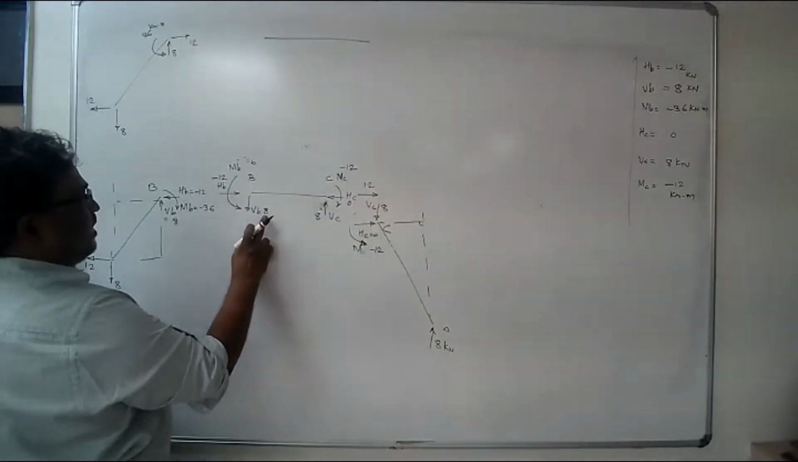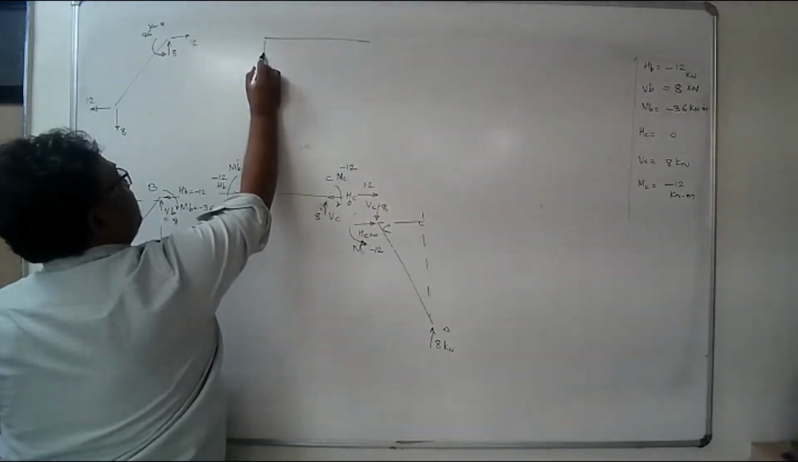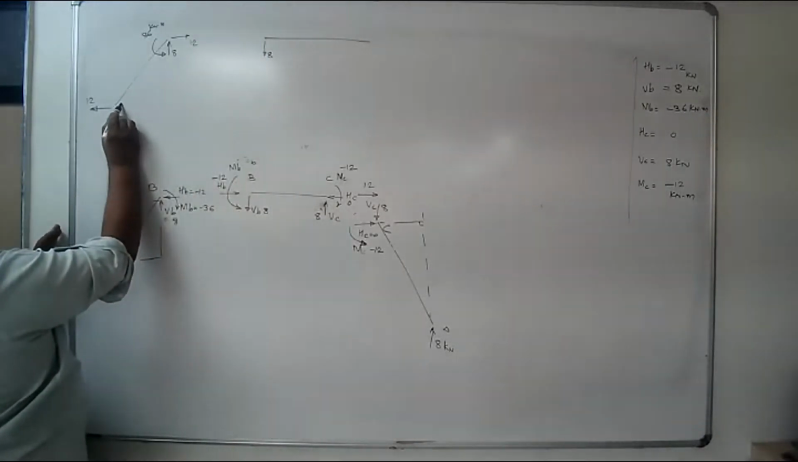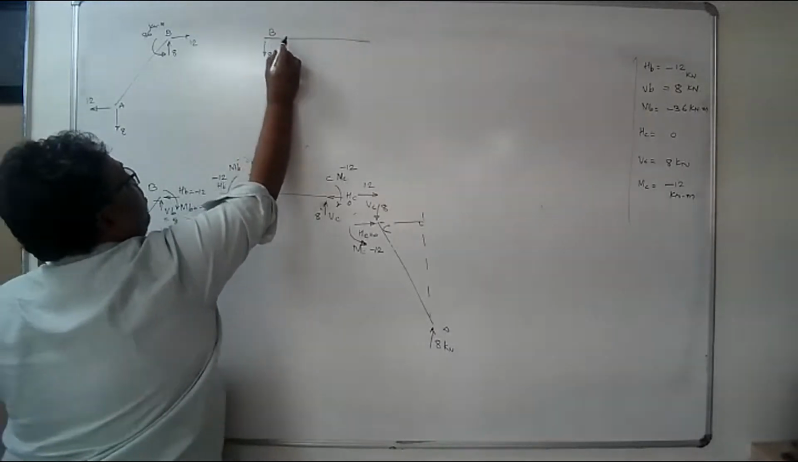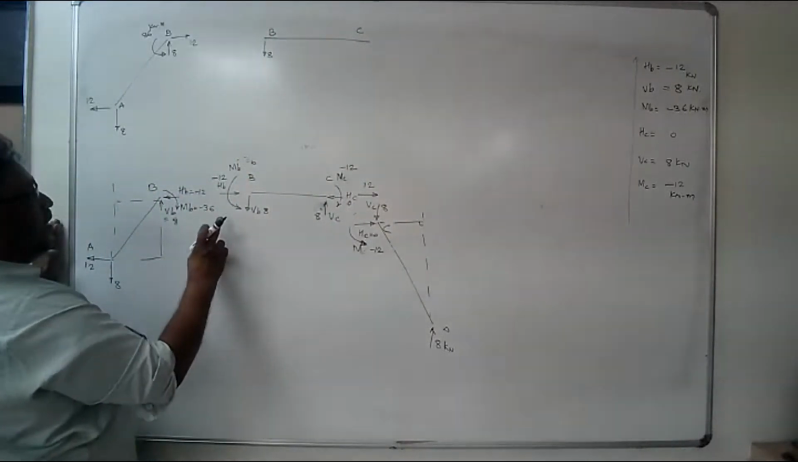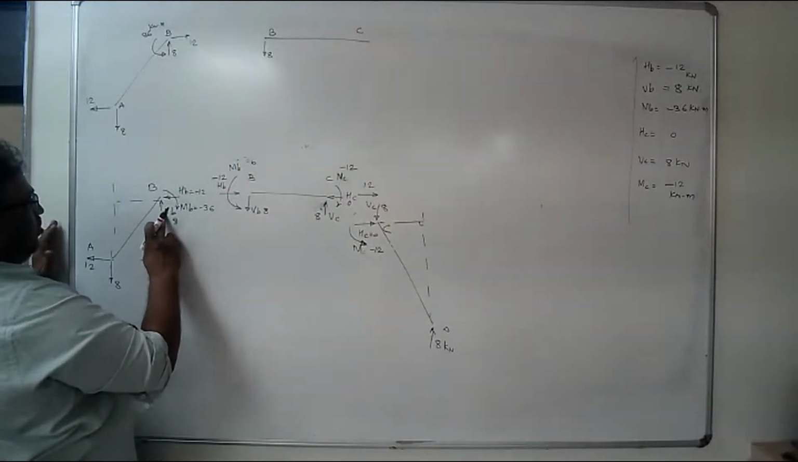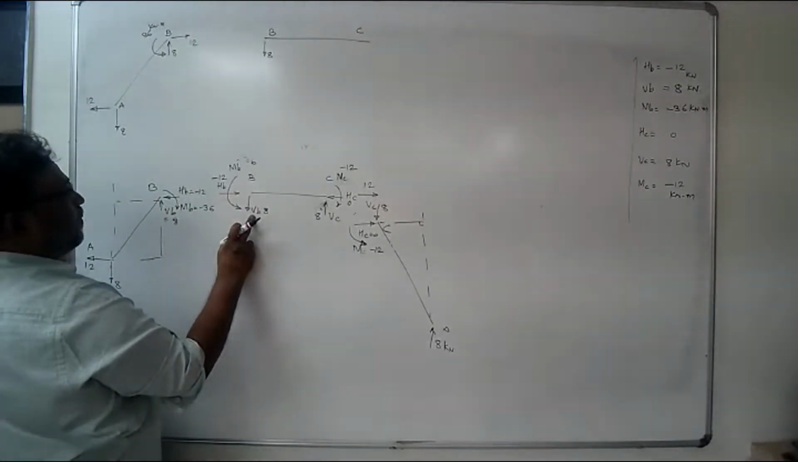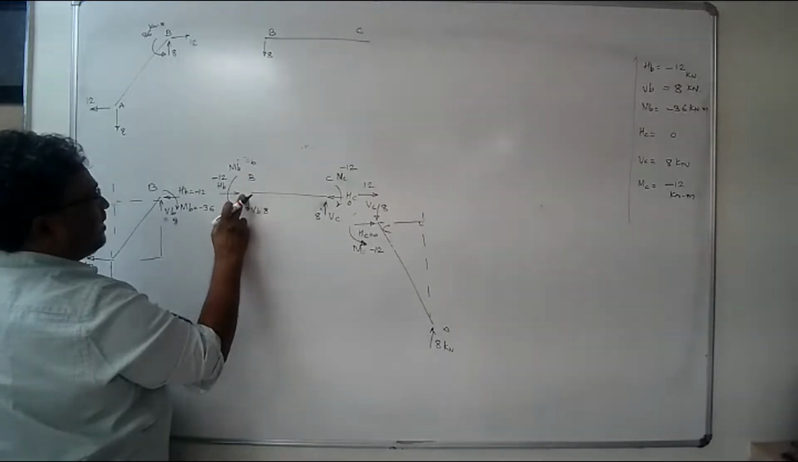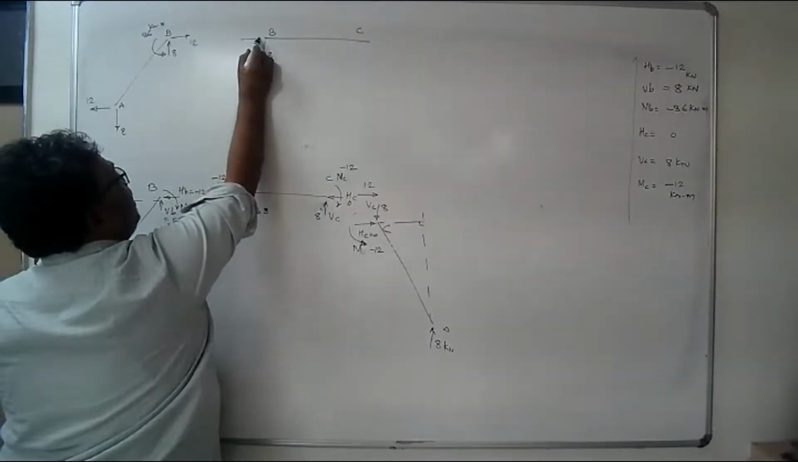VB, I had considered down, I have got a positive value. So this is right. This is 8. This is for AB member. Now this will be for BC member. How much is it here? 8 down. It is positive. Assumed direction is right. HB, I had assumed right. I have got a minus value.